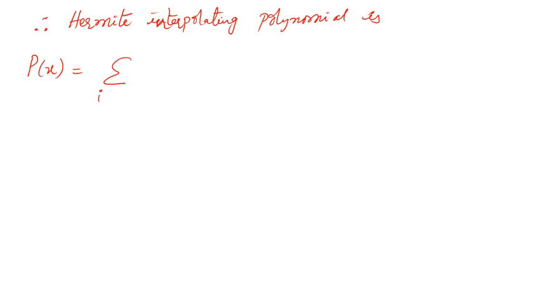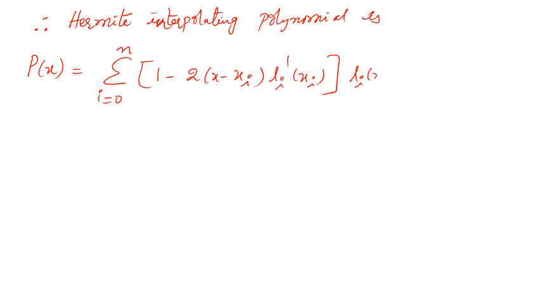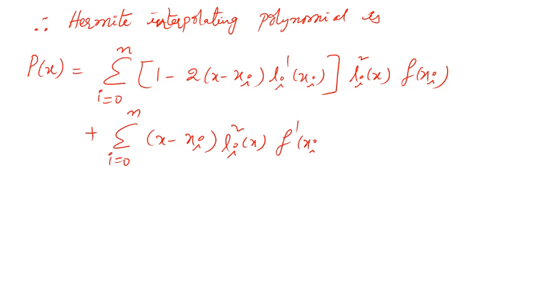Therefore, the Hermite interpolating polynomial is p of x equal to summation i equal to 0 to n, [1 minus 2(x minus xi) li dash of xi] multiplied by li of x whole square, into f of xi, plus summation i equal to 0 to n (x minus xi) li square of x into f dash of xi. This is the Hermite interpolating polynomial. That's it. Where, what are the li of x?